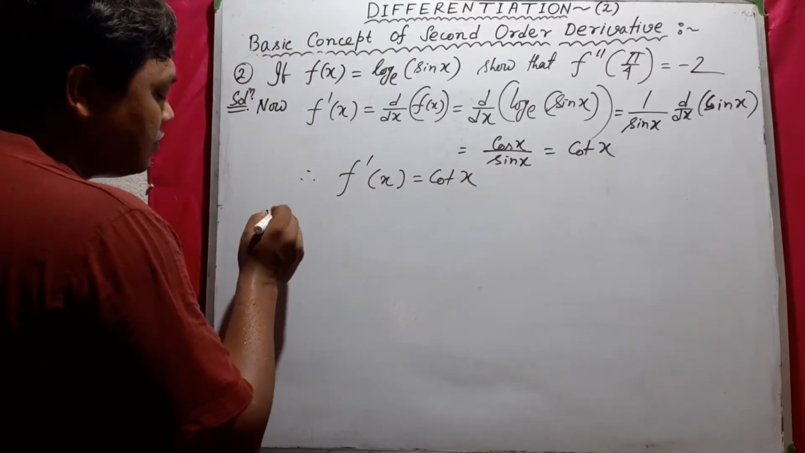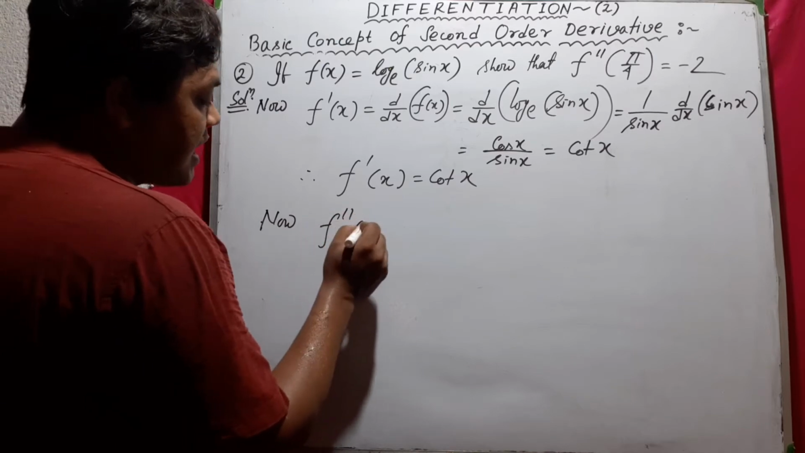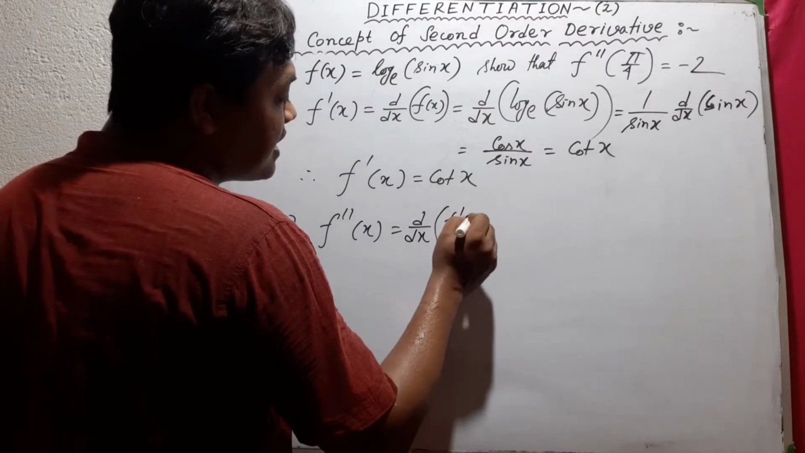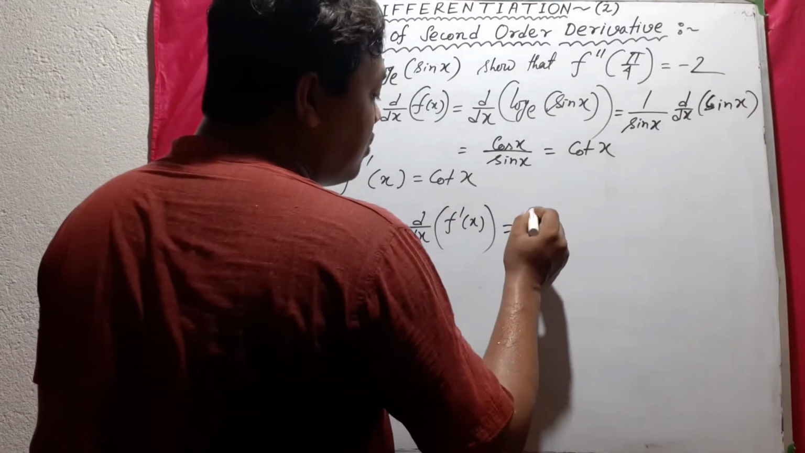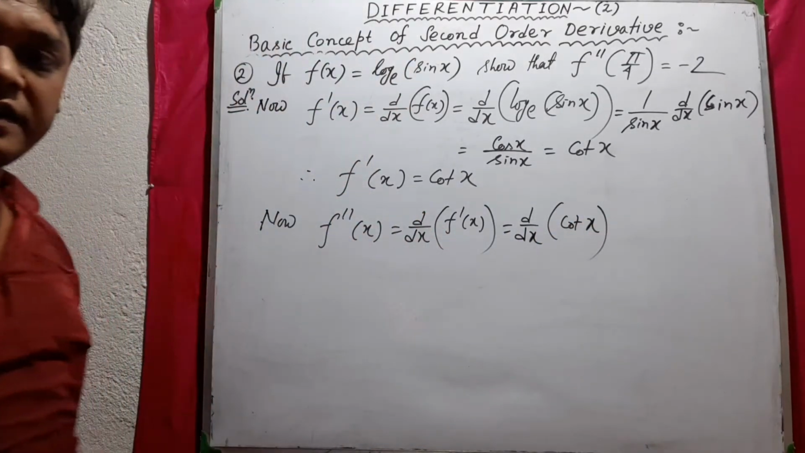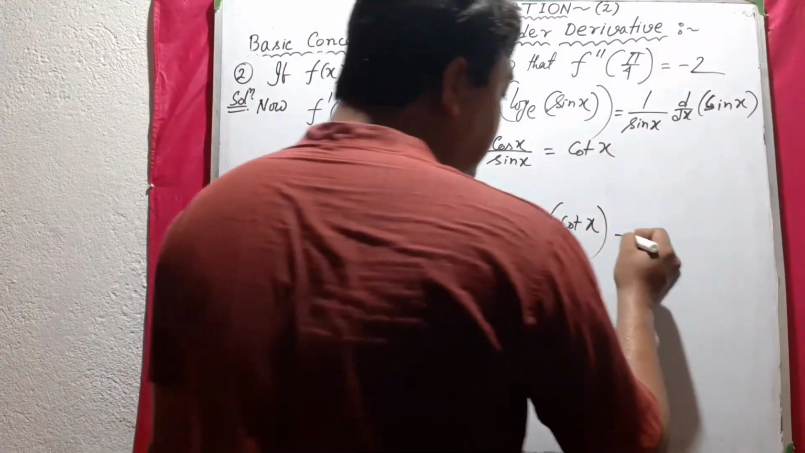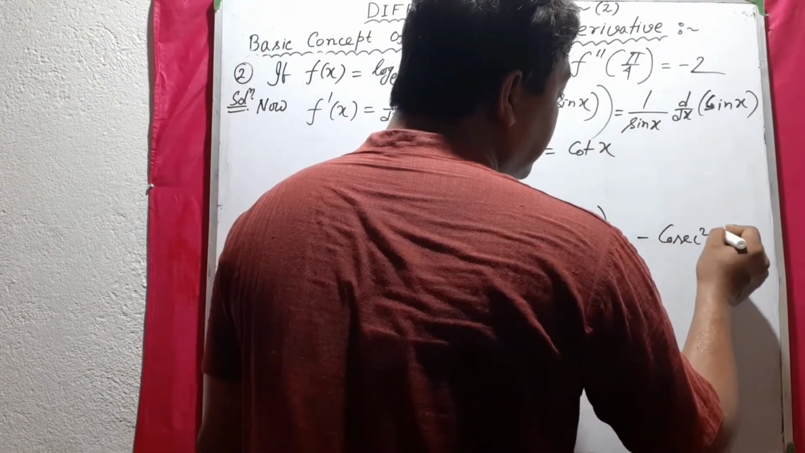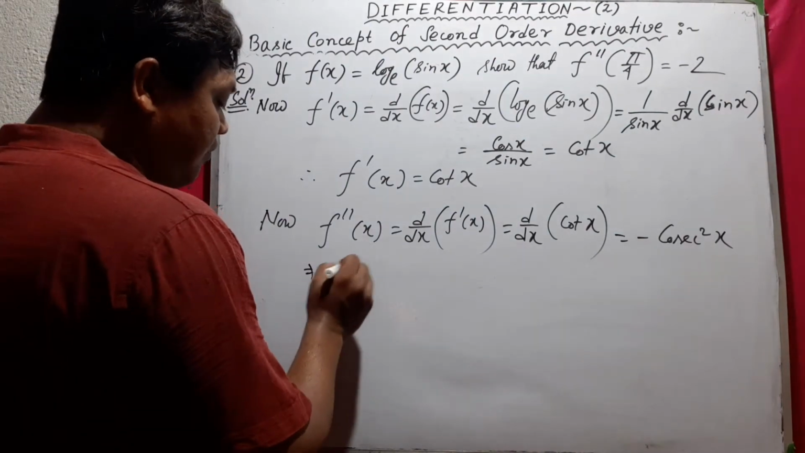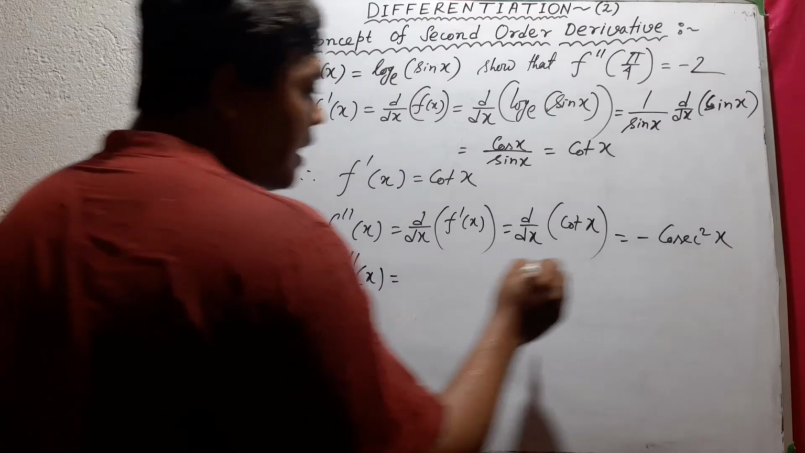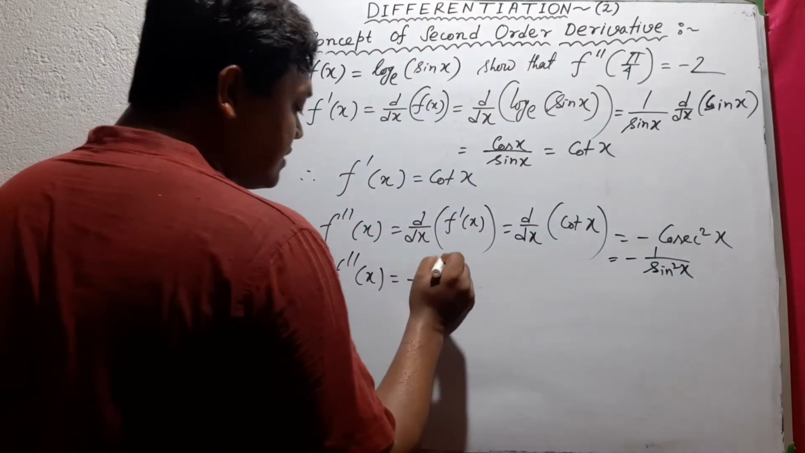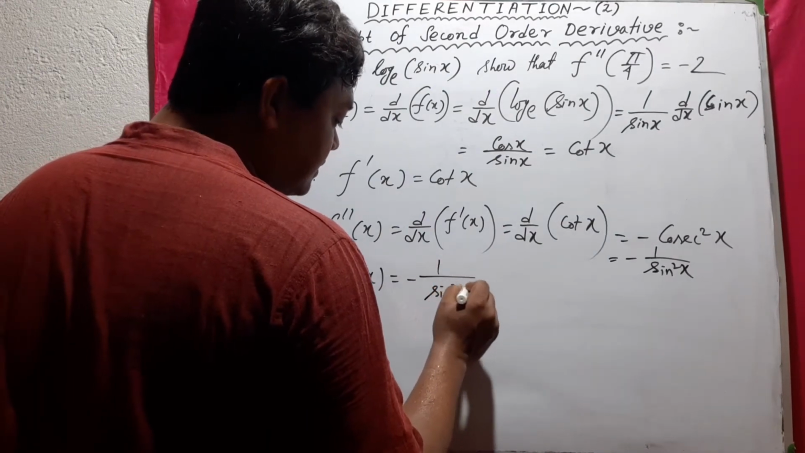Now f double dash x is d/dx of f dash x. Now we put the value of f dash x, that is cot x, and all of you know that the derivative of cot x is minus cosec square x. Okay, so f double dash x equals, you can say, minus 1 by sine square x.